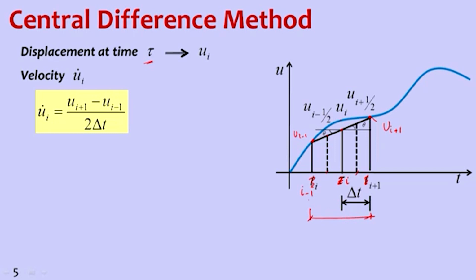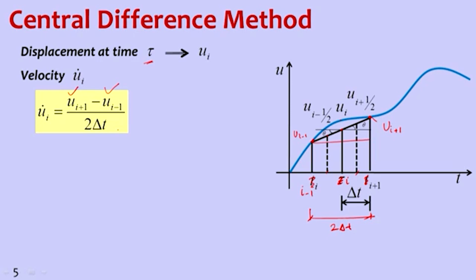This is delta t, this is delta t, so this is 2 delta t. Displacement velocity is nothing but rate of change of displacement. So this is change of displacement. This value is u i plus 1, this value is u i minus 1. So u i plus 1 is here, u i minus 1 is here, divided by the time interval between these 2 points, that is 2 delta t.